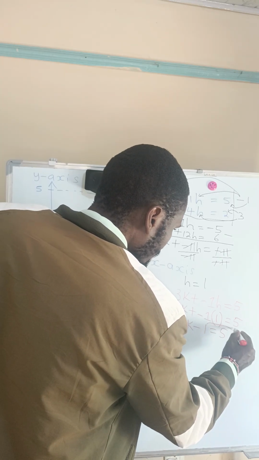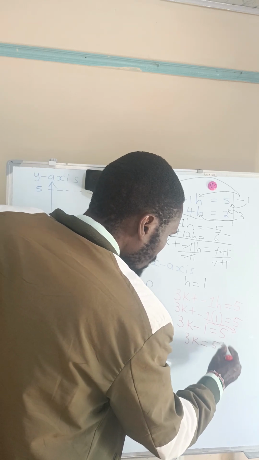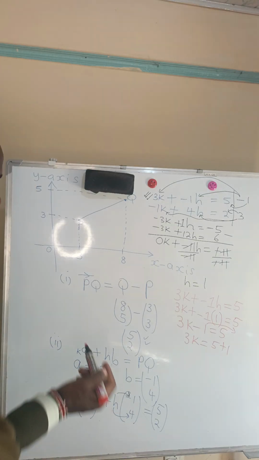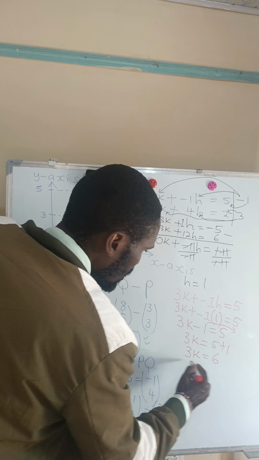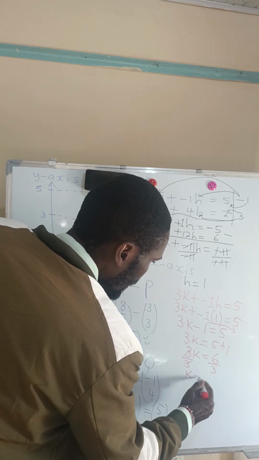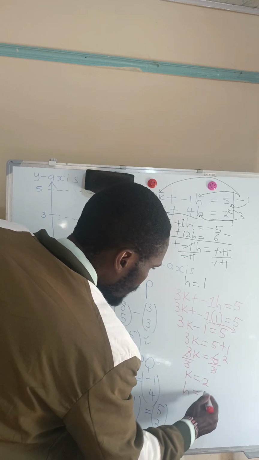Let's take the 1 to the other side. So we shall have 3k is equal to 5 plus 1, because if a negative value crosses the equal sign, it becomes a positive value. So we end up having 3k is equal to 6. If we divide both sides by 3, we end up having our k as 2. So that means k is 2 and h is 1.